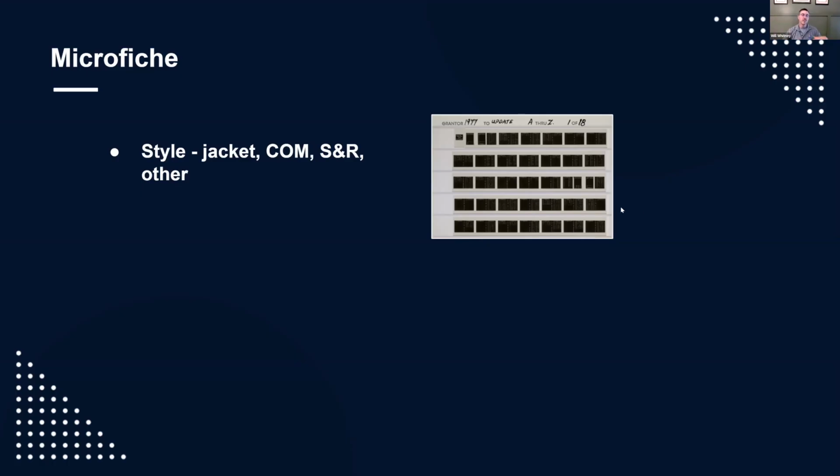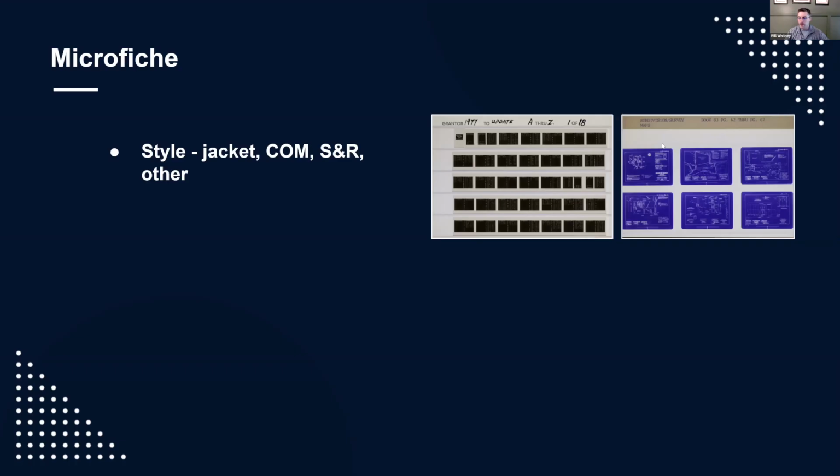That's an original. If it's a duplicate jacket, it'll look the same, except you can't physically remove the film because it's a copy. So it's just a single piece of material with those duplicate images. This is also jacket microfiche, but it's 35 millimeter. So 16 millimeter, 35 millimeter. You can see a lot fewer images can fit on there because they're larger.